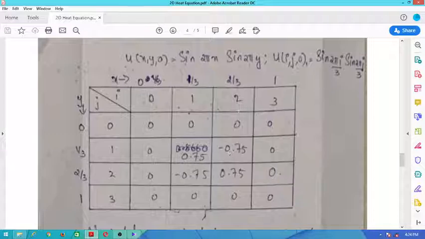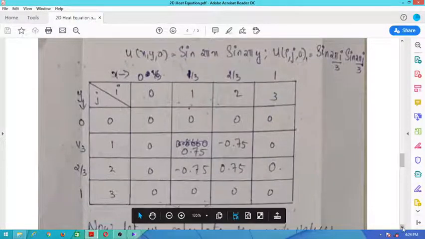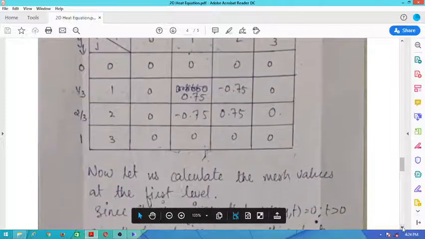When i equal to 2 and j equal to 1, the term becomes sin 4 pi by 3 into sin 2 pi by 3. Sin 4 pi by 3 is minus root 3 by 2. Sin 2 pi by 3 is root 3 by 2. The product is minus 3 divided by 4. The value is minus 0.75. Similarly, when j equal to 2 and i equal to 1, value is minus 0.75. When j equal to 2 and i equal to 2, the value is 0.75. Now we have got all the values in the nth plane or 0th plane.